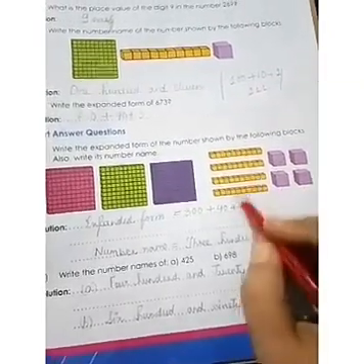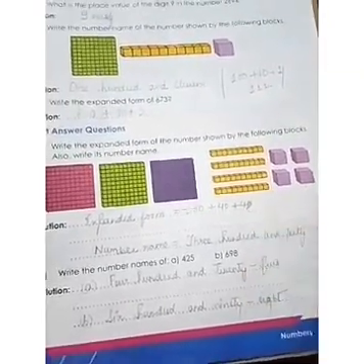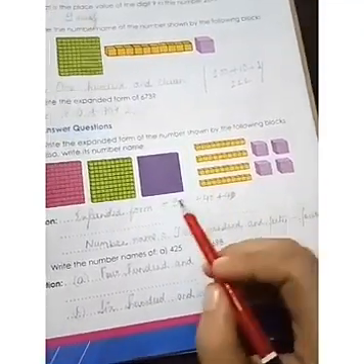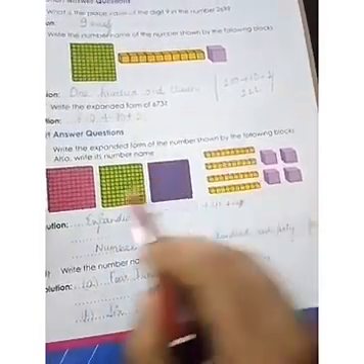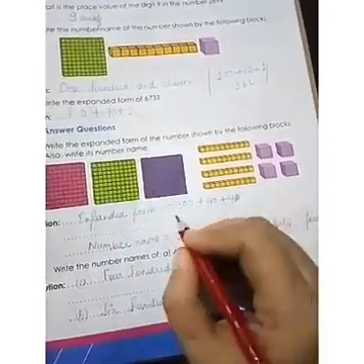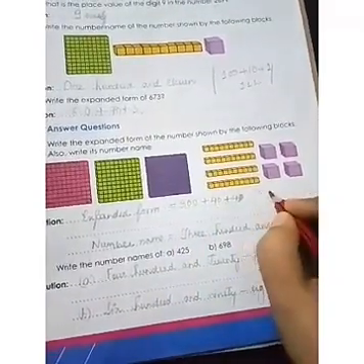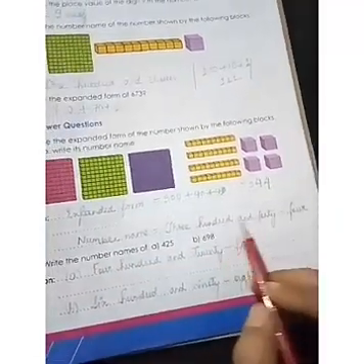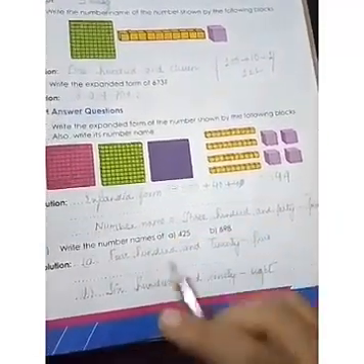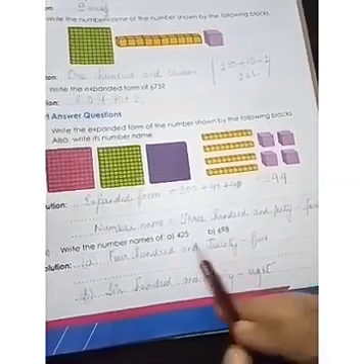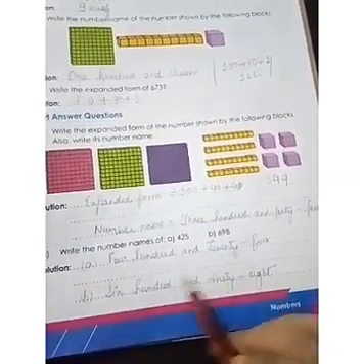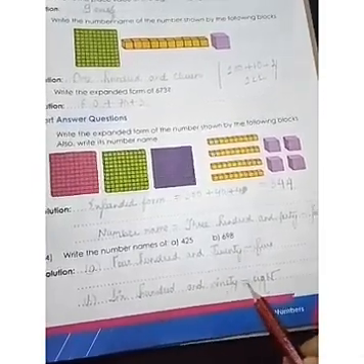Okay. So, sorry, this is not 40, this is only 4. So 1, 2, 3, 4. Alright. So 300 plus 40 plus 4. So we have to write the expanded form, and then we have to write the number name. So 300 plus 40 plus 4 we get 344. So the number name is 344. Write the number names of 425 and 698. So the number name is 425 and 698.